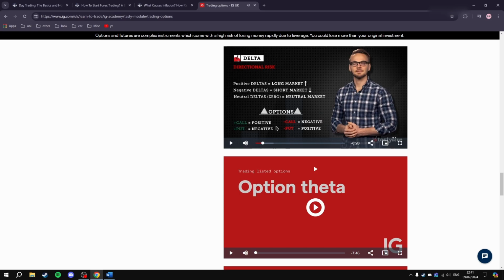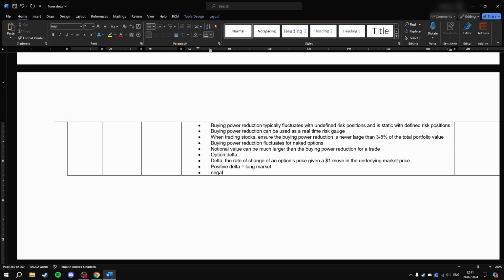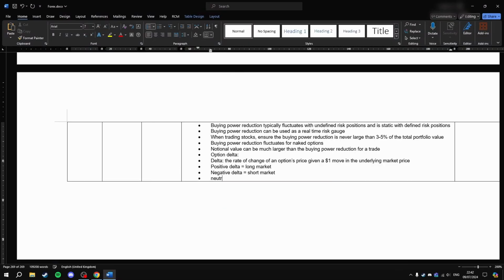Directional risk. Positive delta equals long market. Negative delta equals short market. Neutral delta, zero, equals neutral market.